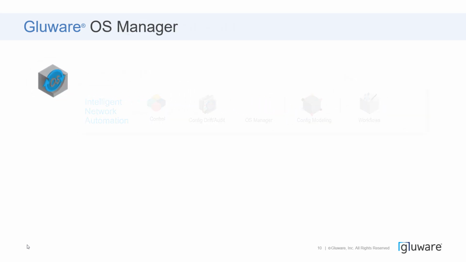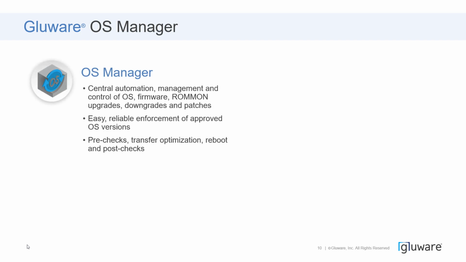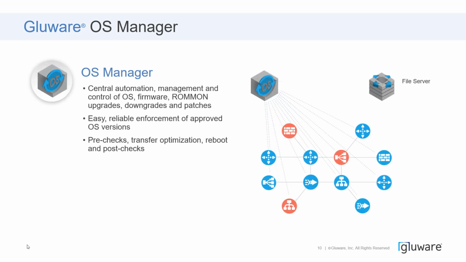Moving on into the OS Manager. OS Manager is a new update over OS Update, which came out in our latest 3.6 release. Building off the success we've had with OS Update, OS Manager provides centralized control and automation of the firmware and software updates and downgrades and patches that are required on the network. One of the new features of OS Manager is Gluware offers an integrated file server or system of file servers to optimize that experience of updating devices in very large networks or in different geographies.